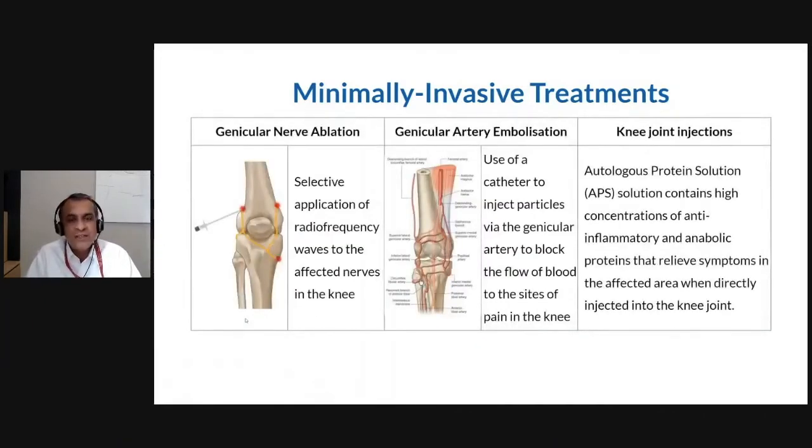Of course, it is a custom-made treatment. There is no single treatment that fits all. Every patient is different.